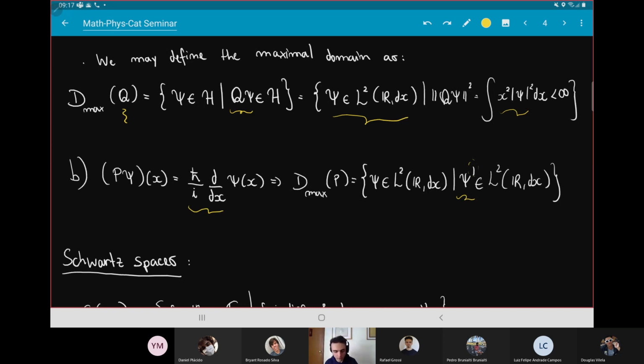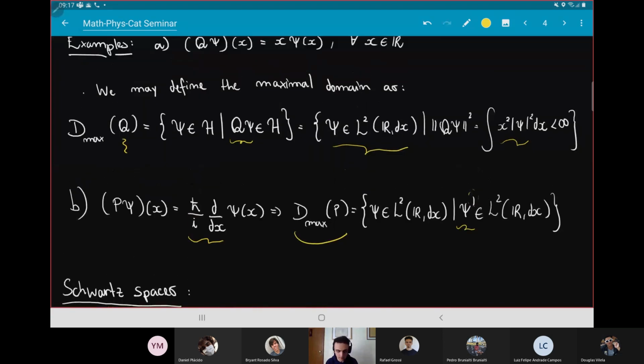So first of all, if we take a close look at these domains, both the maximal domain of the momentum operator and the maximal domain of the position operator, we see that they are not exactly the same.